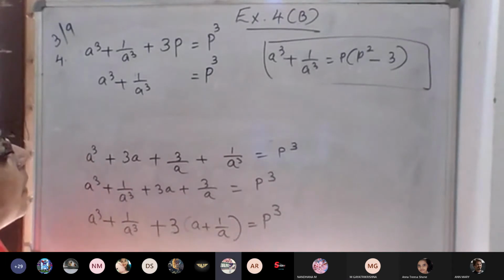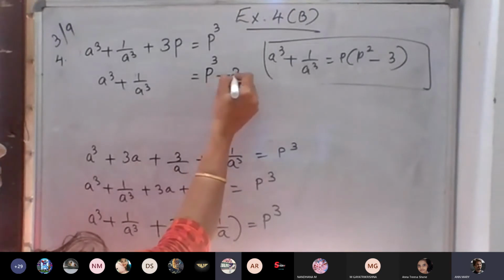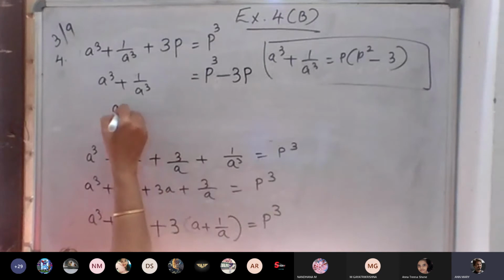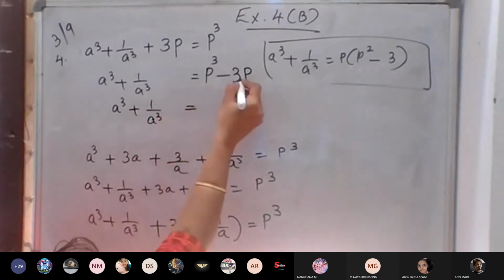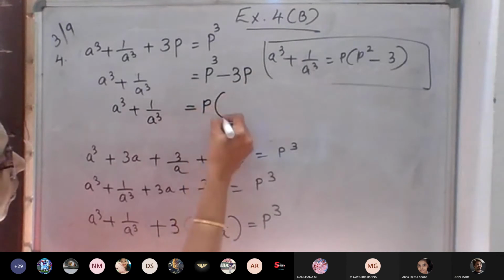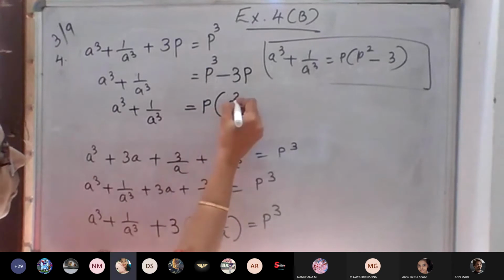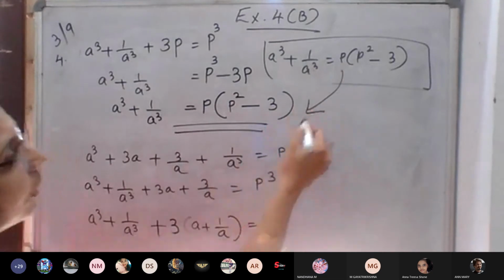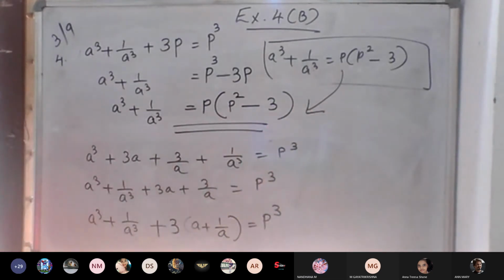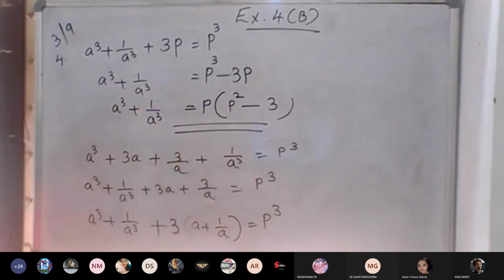Then 3p, minus 3p. a cube plus 1 by a cube is equal to, here p cube, minus 3p. We can take p common, no? Balance p square minus 3. That only we have to find out: p into p square minus 3. So a cube plus 1 by a cube is equal to p into p square minus 3.